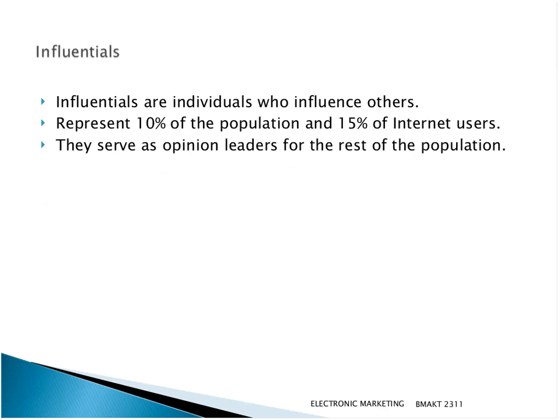These influencers are individuals who influence others, represent 10% of the population and 15% of internet users. They serve as opinion leaders for the rest of the population. These are people who try things sooner than the rest. They buy things sooner than the rest, and usually they speak about that. They try to initiate word of mouth. So if you affect them properly, you most probably can affect the rest of the population. So this is the influentials. This is the last category on the demographic that we're discussing.